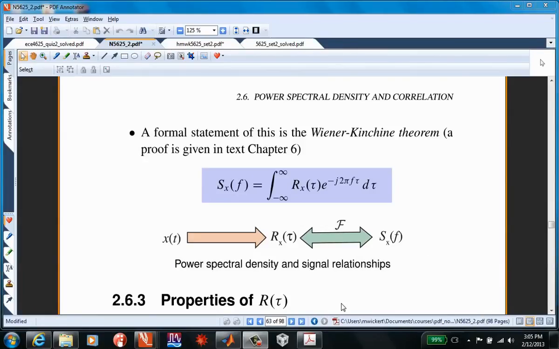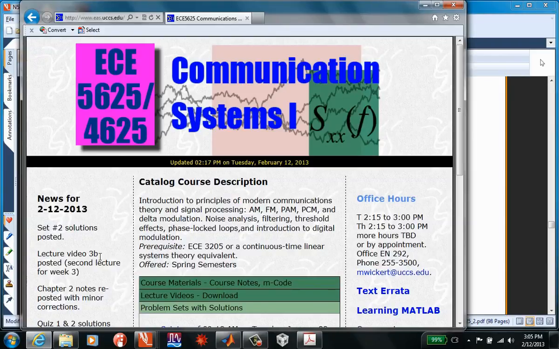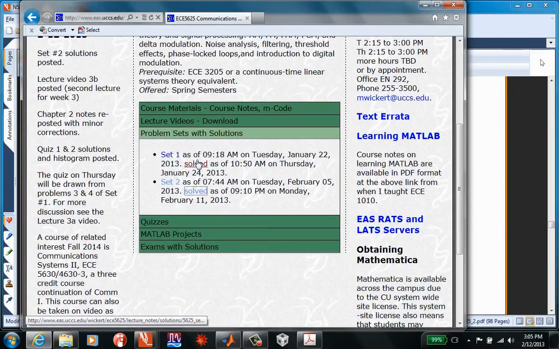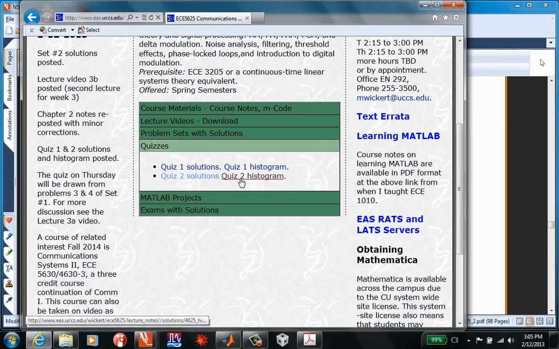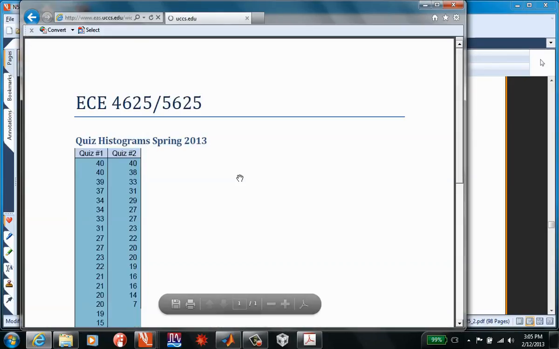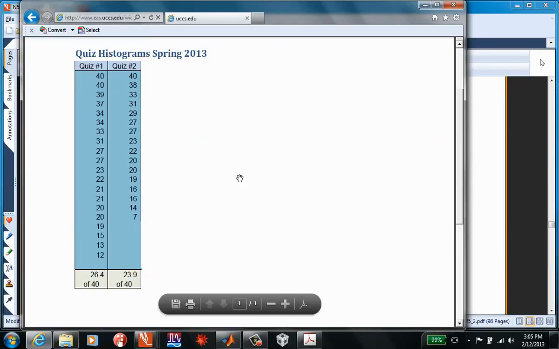Okay, it's the 12th of February. To go over here and look under quizzes. Oh, cool. Gives the solutions. Yeah, the solutions are up now too. Great. These are the histograms from the first two quizzes.